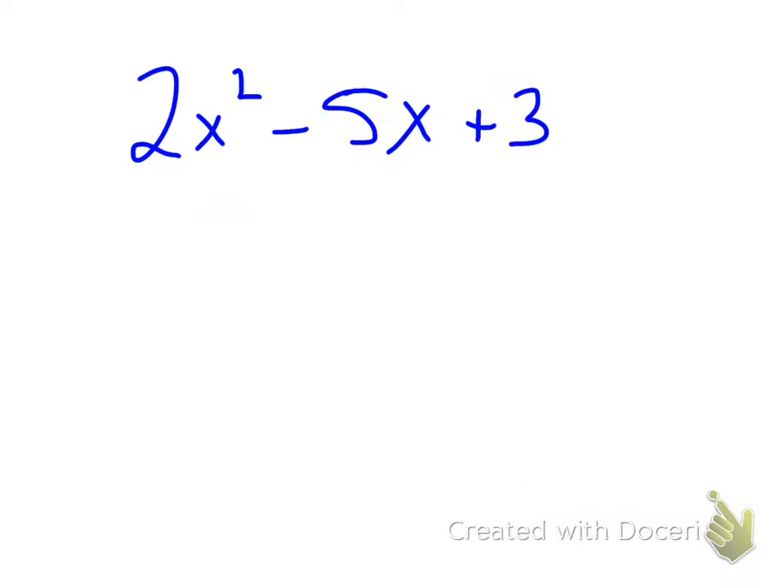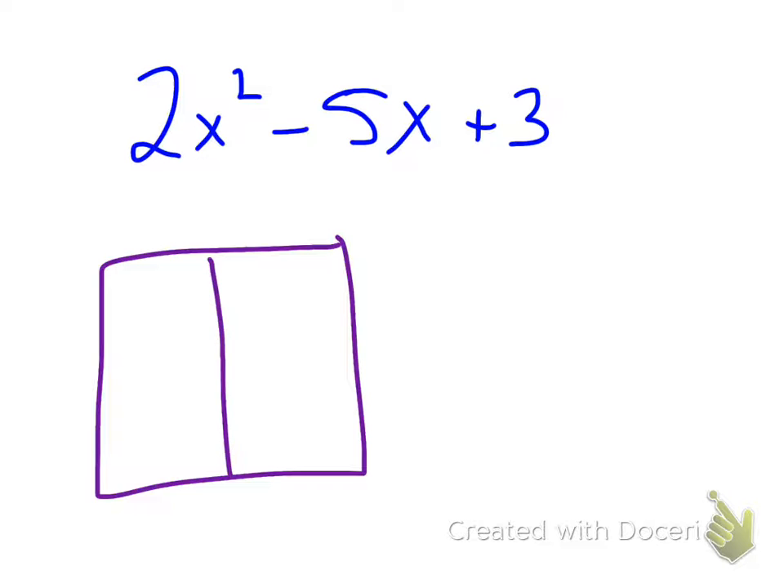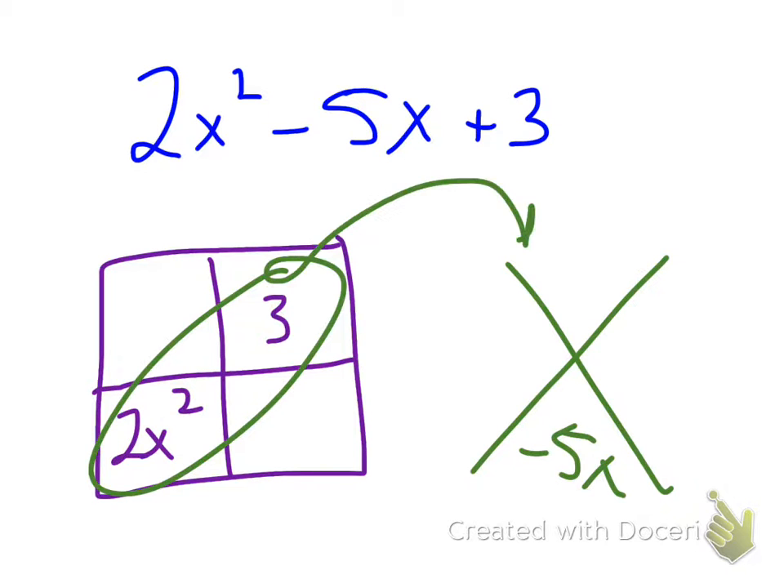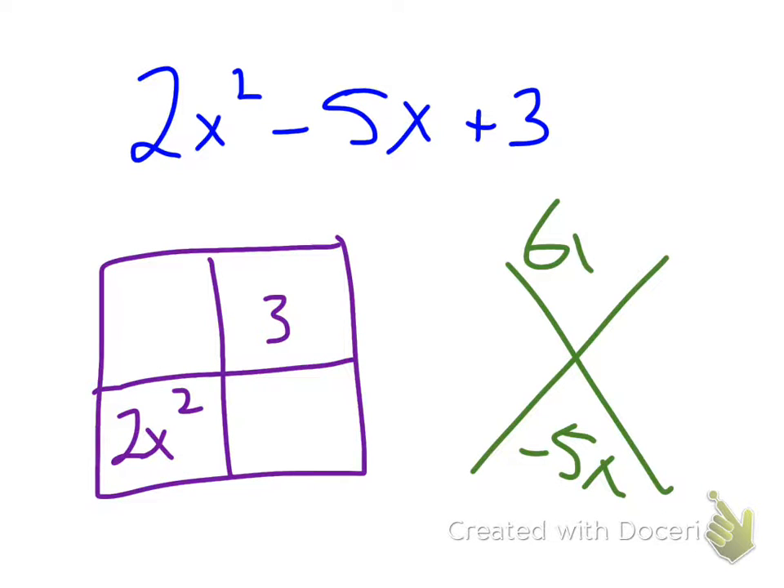Looking at the second problem, there is no shortcut for this one, so I'm going to go through and just set up my generic rectangle for this trinomial. 2x squared and a positive 3. Setting up my diamond problem, the bottom of my diamond problem is my middle term. Again, multiplying to give me the top gives me 6x squared.